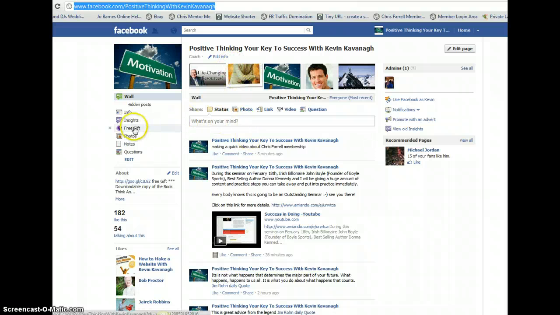Now, when somebody lands on the page through some of the teaching that Chris has given me and some other people, here we go.